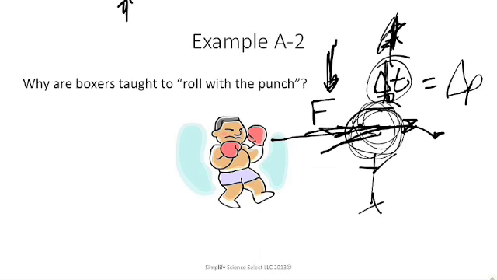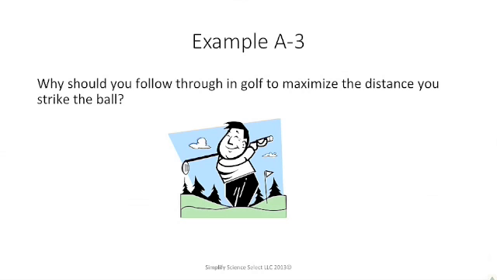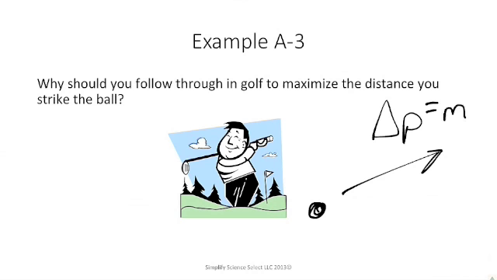And this example says, why should you follow through in golf to maximize your distance when striking the ball? Well, this is exactly like we had with the baseball. There's no set change in velocity. What I really want to do is change the momentum of this golf ball a lot. I want to get it to go this way. Now, the mass of the golf ball is set. You can't change that, but you can change the velocity. So what we really want to do is change the velocity. Well, how do we do that? The first thing that you can do is swing hard.